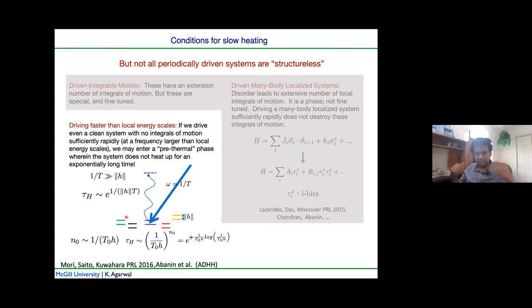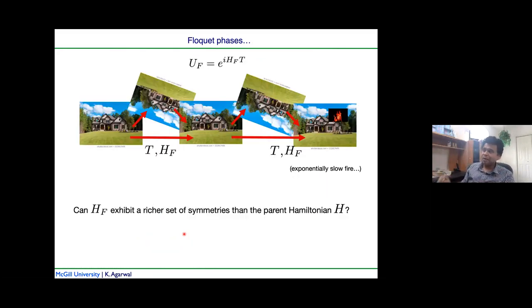And of course that becomes a very high order process in perturbation theory, and as a result, you get an exponentially long heating time. So under the very general setting in which you're driving the quantum system at a frequency that's larger than the local energy scales, you can expect an exponentially long thermalization time.